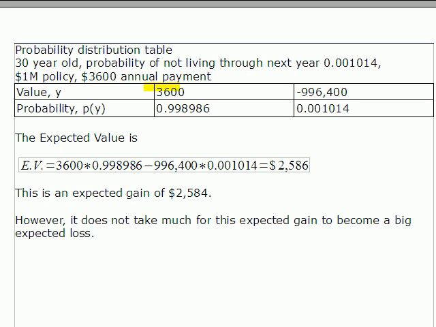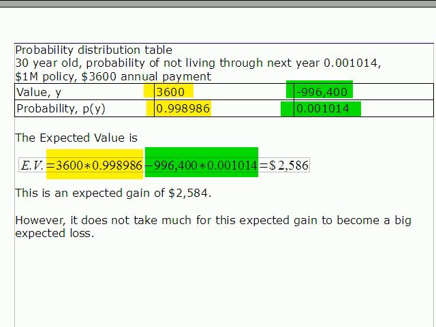So this is the amount they can keep, and the probability they can keep it. Here's the amount they stand to lose, and the probability of losing it. The expected value, I'll go back to my color scheme here, multiply the two yellows together and combine that with the green numbers, and I find that the expected value is about $2,500.